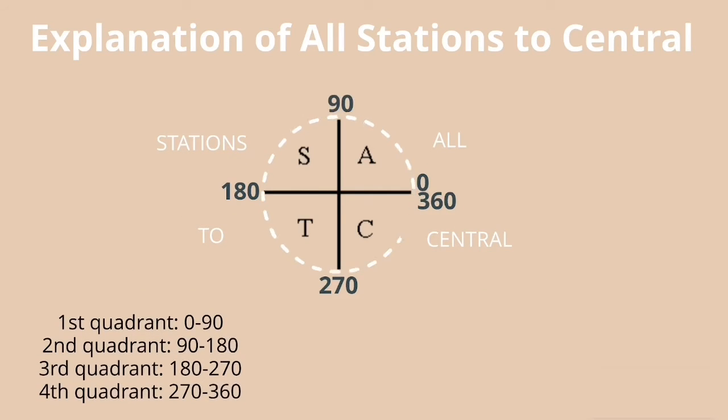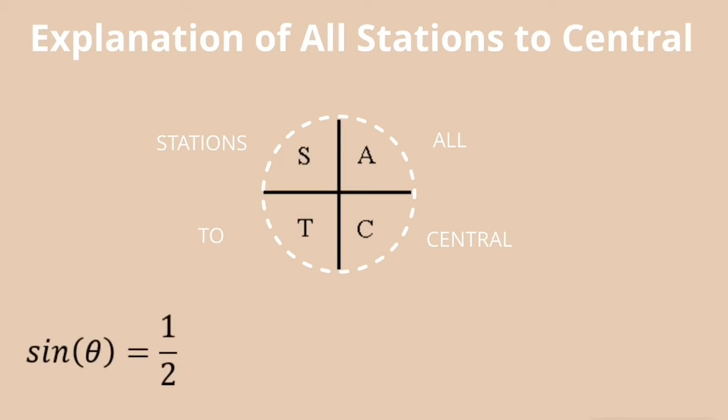One other thing you should note is what angles each quadrant represents. The first quadrant goes from 0 to 90 degrees. The second goes from 90 to 180. The third from 180 to 270. And the fourth from 270 to 360 degrees.